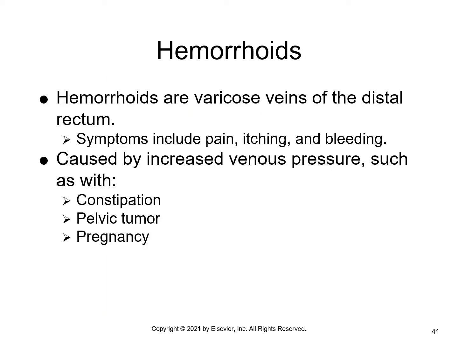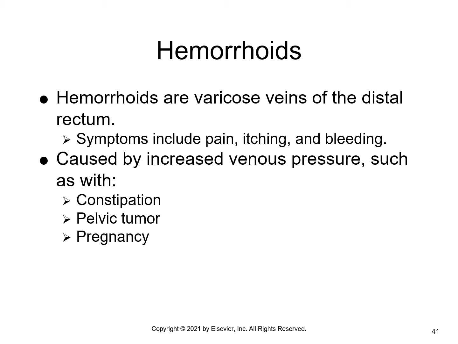Next, we'll talk about hemorrhoids. So hemorrhoids are varicose veins of the distal rectum. Symptoms of these really include pain, itching, and bleeding. Lots of these develop when the valves of our veins in the rectal area become incompetent. One of the things that affects valve competency is pressure. And so things like constipation, pelvic tumors that increase abdominal pressure, and pregnancy that might cause a patient to have more straining during bowel movements could cause the creation of these hemorrhoids.